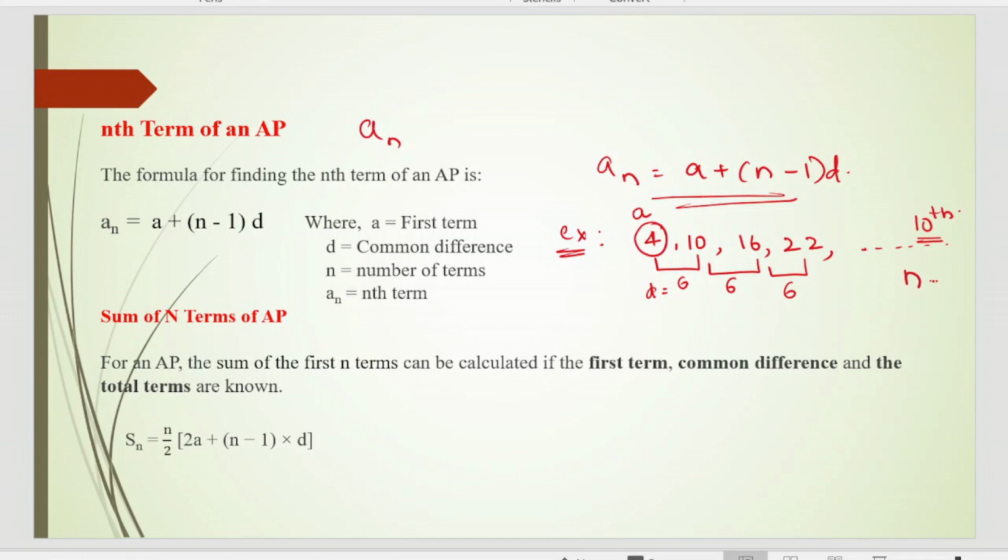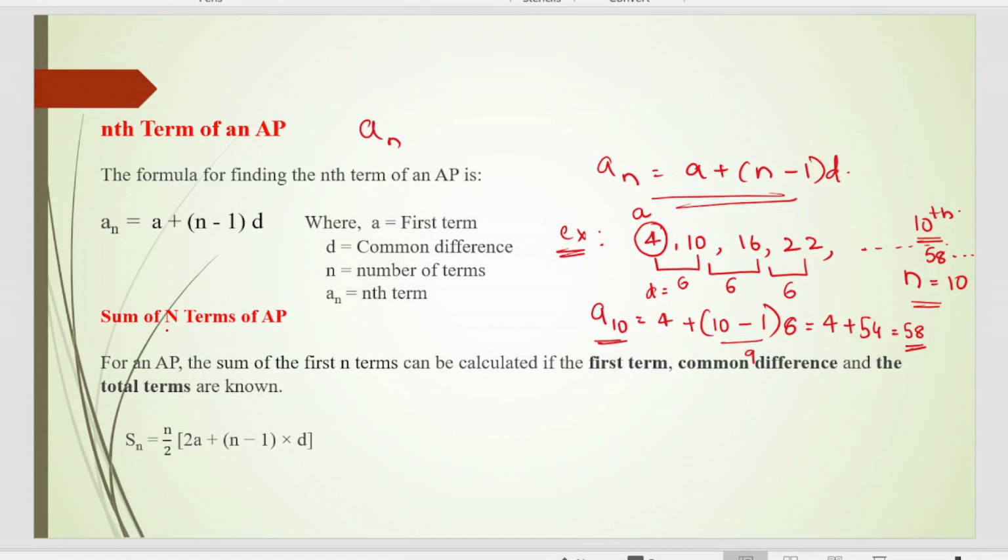So let us take n = 10. So how do you get it? A10 is, this is the 10th term of an AP. So what is a here? a is 4 plus n is 10 minus 1 into d, the common difference, which is 6. Which is equal to 4 plus 10 minus 1 is 9. 9 times 6 is 54. So 54 plus 4 is 58. So the 10th term is 58. Clear? This is how we find the nth term of an AP.